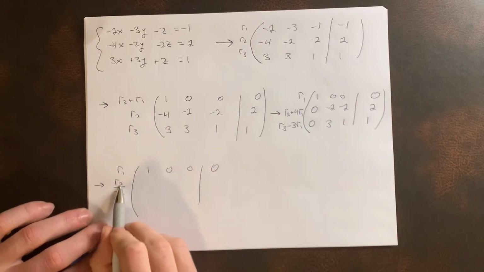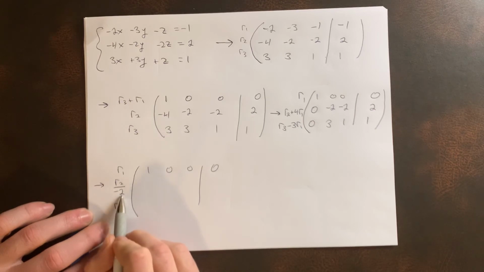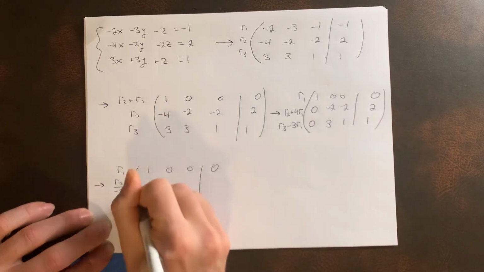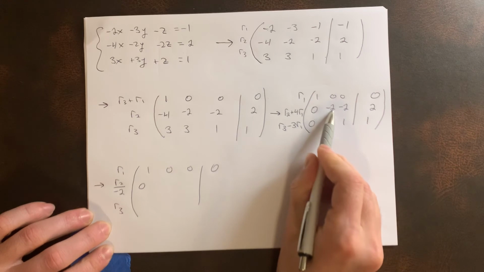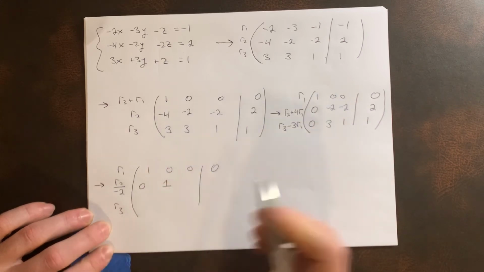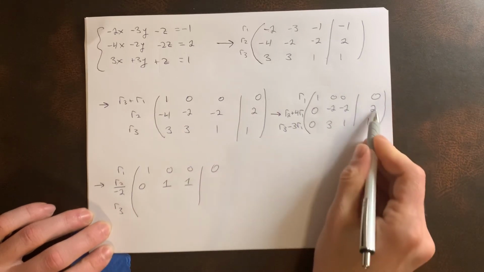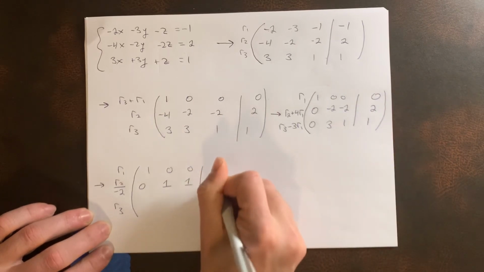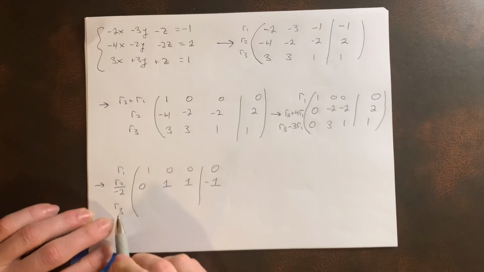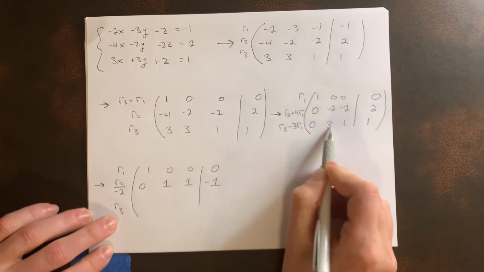Now our new row 2 is row 2 divided by negative 2. So this divided by negative 2 is 0. Negative 2 divided by negative 2, that's positive 1. Negative 2 divided by negative 2, positive 1. And 2 divided by negative 2, that's negative 1. Okay, so now row 3, we're just rewriting it. 0, 3, 1, 1.